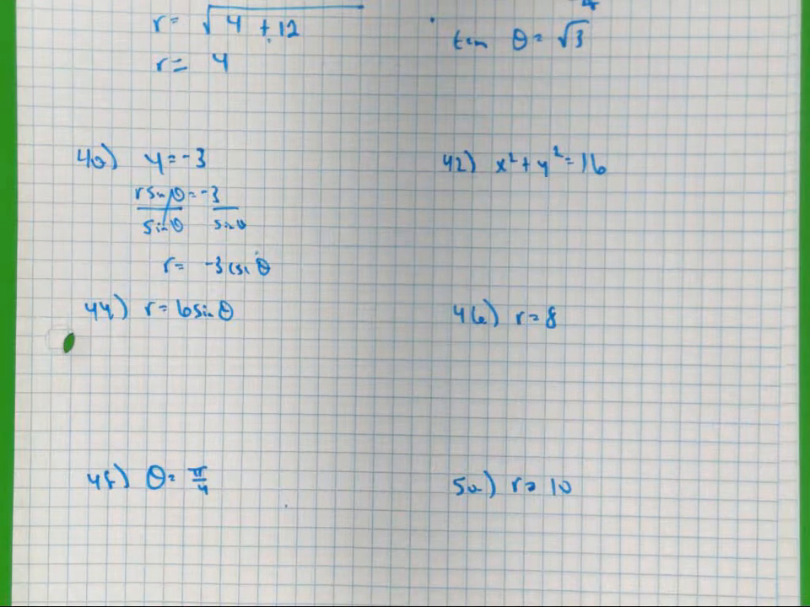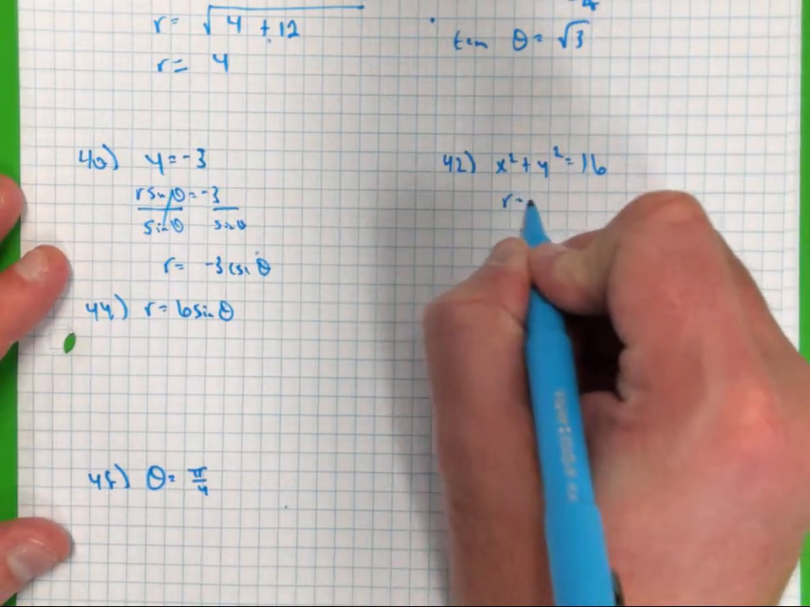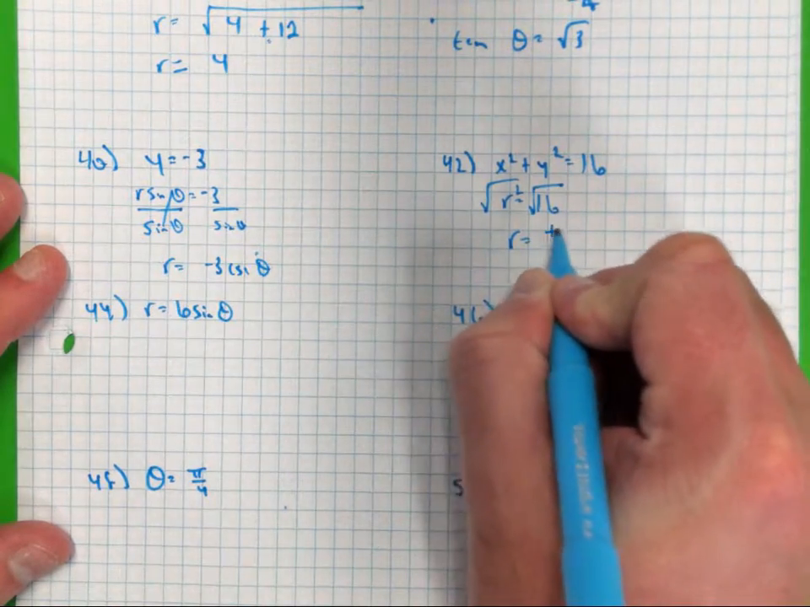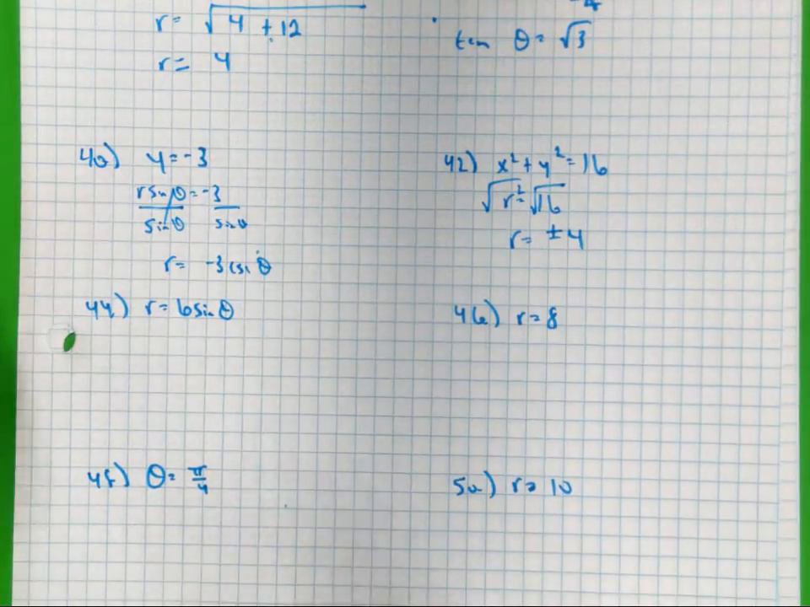Number 42. The x squared plus y squared is what makes it rectangular. What can I substitute in for that? R squared. Very good. Do I want to leave it r squared equals 16 or make it just r? Make it r. So I'm going to take the square root. When you take the square root of something, you put plus or minus. Very good. Those are pretty easy when you go from rectangular to polar.